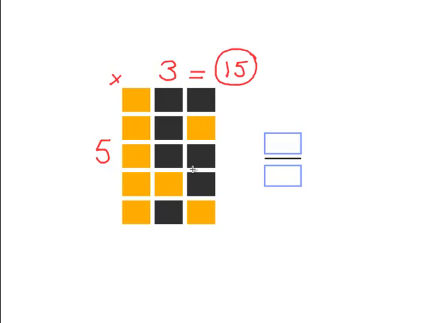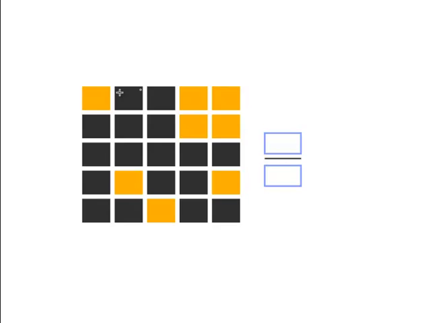How many black squares do we have? Let's count those now. Okay, we have 1, 2, 3, 4, 5, 6, 7 black squares. So 7 out of the 15 squares are black. 7 over 15. Okay, again, we'll multiply going across and going down.